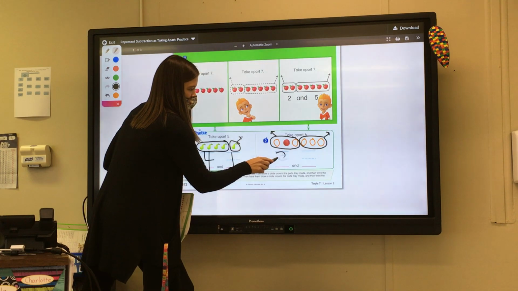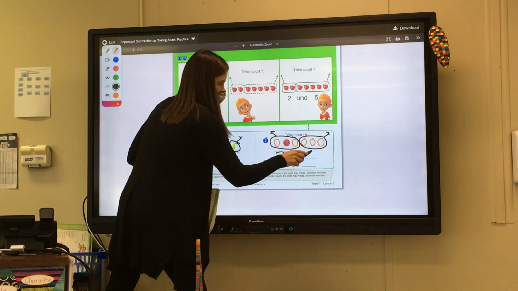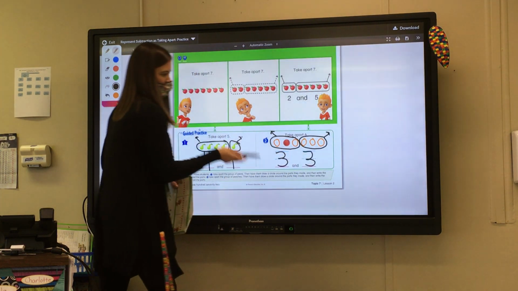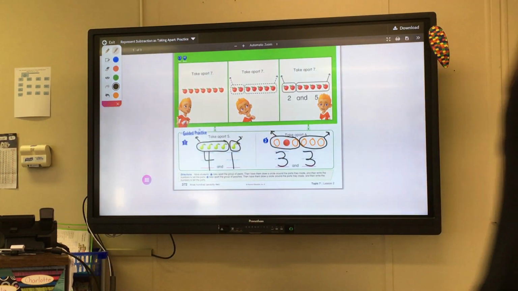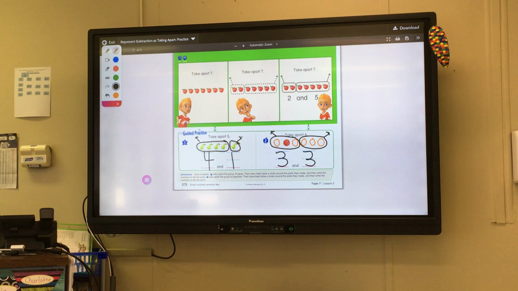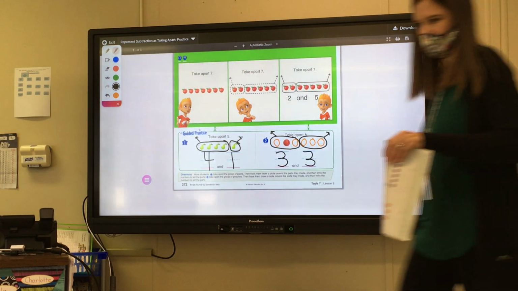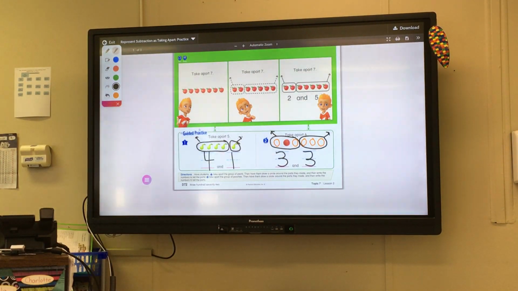Oh, perfect. So I have 3 in the first group and 3 in the next group. I had 6. I still have 6, but there's 3 and 3. Yes. That's what I did. Oh, good. Make sure you write your numbers under. You're taking those peaches apart into 2 groups. Good. Okay, don't forget to write your numbers right underneath the group. Awesome.